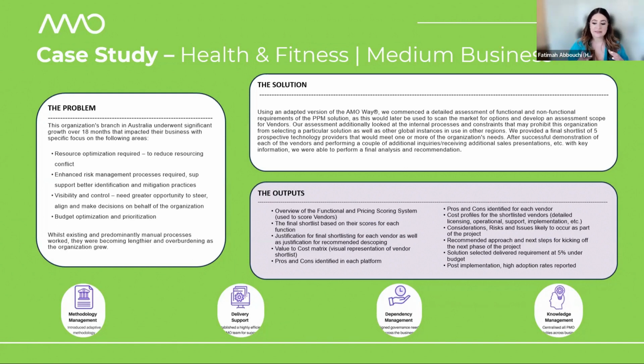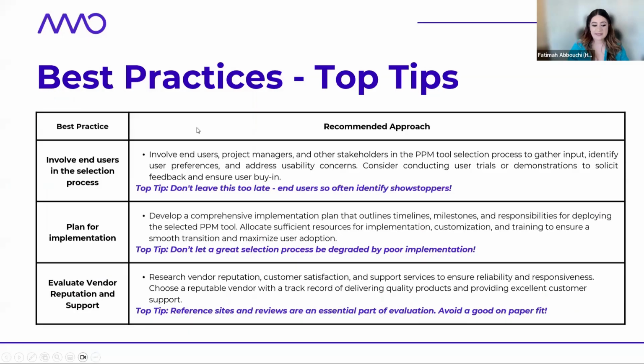And ultimately, what ended up happening is we were able to get to a point with the client where we were able to narrow down and they were able to make a decision quite quickly after that. So it's just one quick example of health and fitness in a mid-sized business. And the larger the business, the more complicated the process is. I'm just going to take us to some best practices.